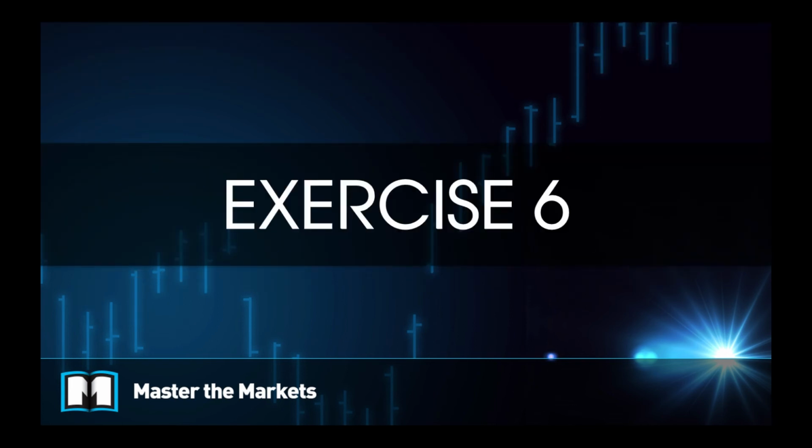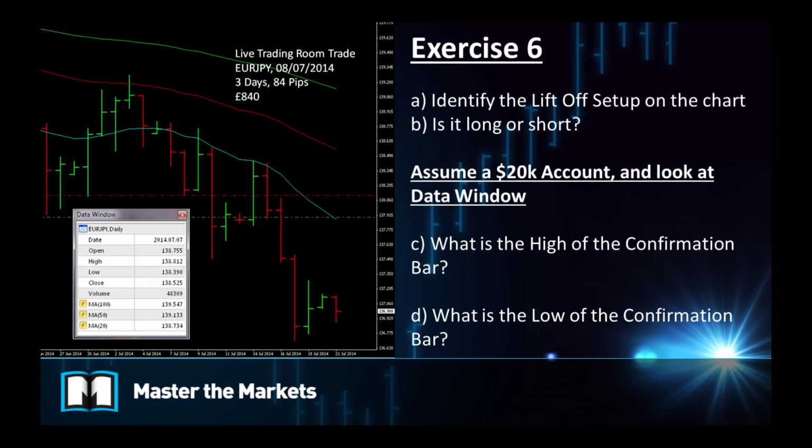Okay, and on to exercise 6, and in exercise 6 we're going to string every aspect together for what we've spoken about in the last couple of exercises. What we're going to do is put together the whole identify, calculate, and execute sections. So let's look at some real life examples of some lift-off trades. This is the live trading room trade that we took on the lift-off on the Euro Yen, 8th of July.